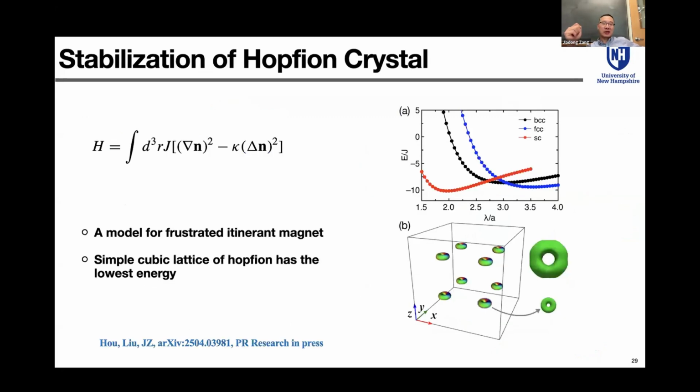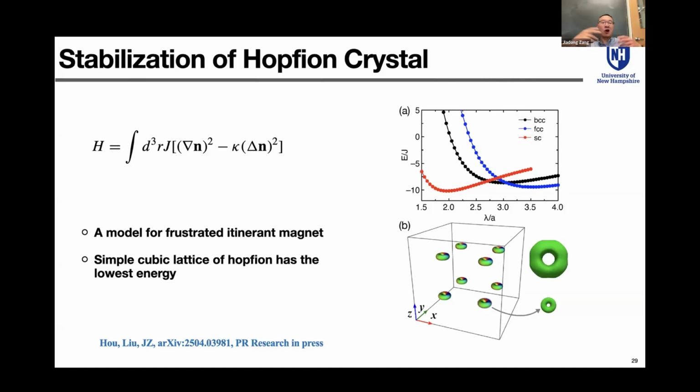And what we did is to study this very simple frustrated magnet model. Okay. So this is J1, J2 model, for example. J1 is antiferromagnetic, J2 is ferromagnetic coupling. So there is a frustration. And if you do the continuum limit, this Hamiltonian will describe the energy function of this model. And we show that this Hopfion crystal can actually be a metastable state for this model. And we indeed get a simple cubic lattice of the Hopfion that is stabilized in this model.